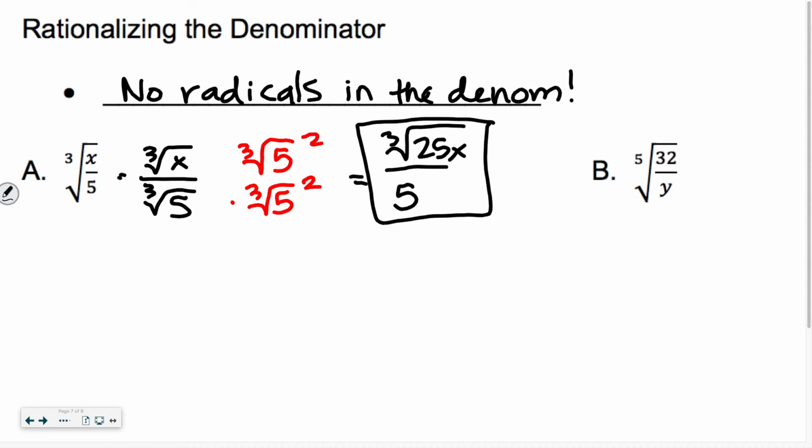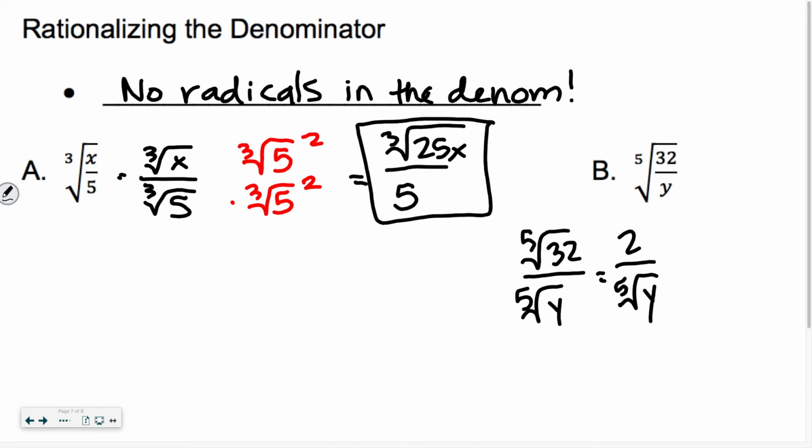Okay, let's try one more to see if we can get the hang of this. 5th root of 32 over y. This is the 5th root of 32 over the 5th root of y. Well, the 5th root of 32 is really 2. We're not allowed to leave that 5th root of y in the denominator.